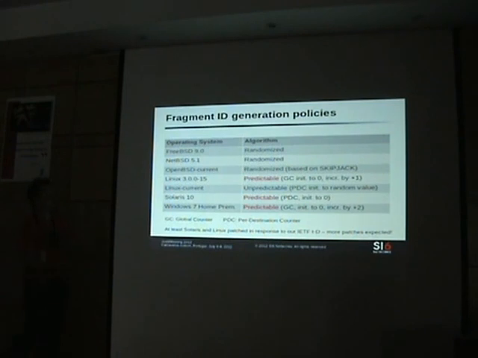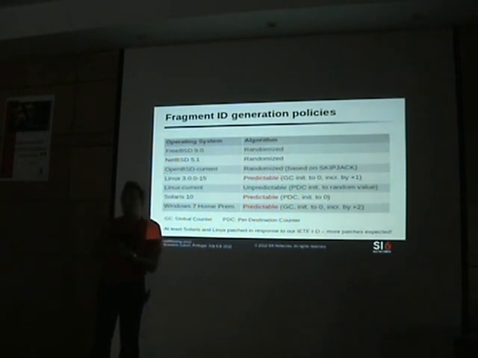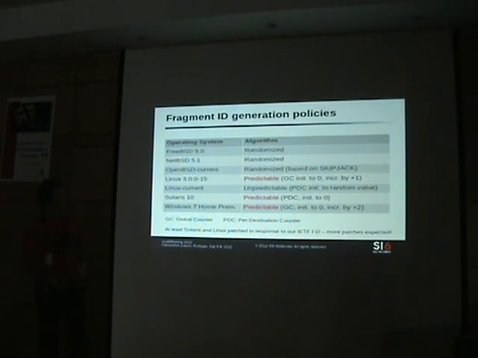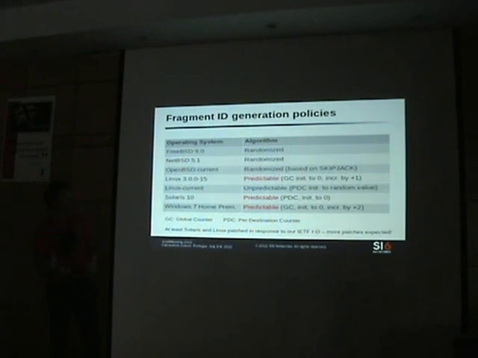For example, in the case of previous versions of Linux, essentially when the system was bootstrapped, they initialized a global counter to zero, and then for each fragmented packet, they would increase the fragment ID by one. That's essentially the same problem that we had with IPv4 more than 10 years ago. Here you can see the changes between this version of Linux and the current version. Well, this was current last year. And this was the result of them patching the operating system when we reported the problem to them.